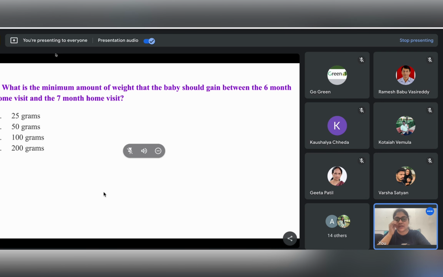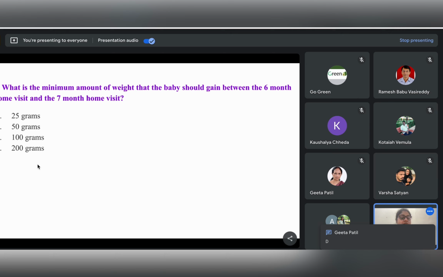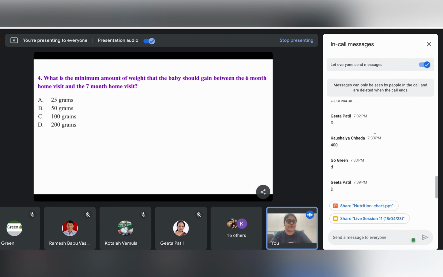Next we have: what is the minimum amount of weight that the baby should gain between the 6th home visit and the 7th home visit? These questions are being discussed so that you please go through the different points given in the learning and action protocol, because the weight gain criteria, what kind of nutrition, and what food frequency is being given to the child is very important to notice.